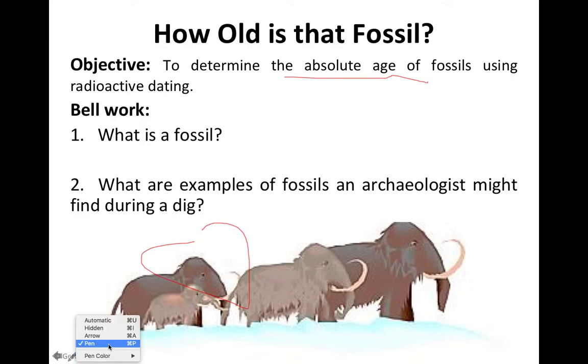Okay, awesome. What I want you to do right now is discuss with your table group: what is a fossil? And also, what are some examples of fossils that archaeologists might find during a dig? Again, whenever you get to a question, please pause the video because I'm going to keep going forward. And if you need to rewind and listen to the question again, you can do that. So talk with your table group: what is a fossil, and what are some examples of fossils archaeologists might find during a dig?